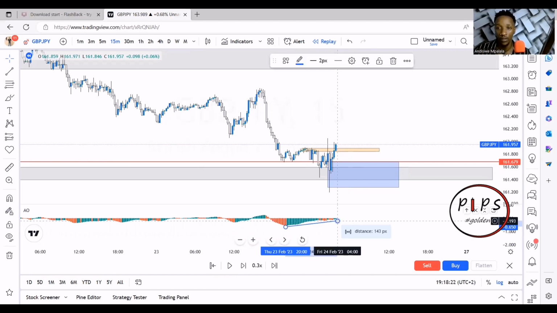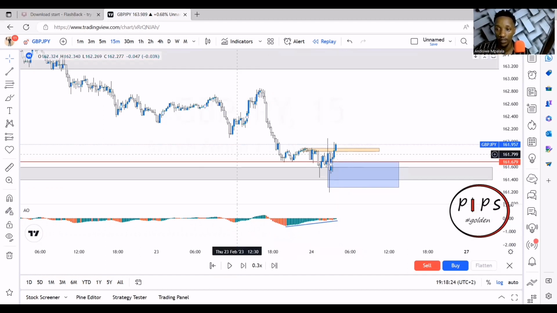Okay, so let's just move price and see what happens. We only enter once price makes an attempt to get to this zone, or it gives us another pattern that we look for before we buy. We can't just jump in.